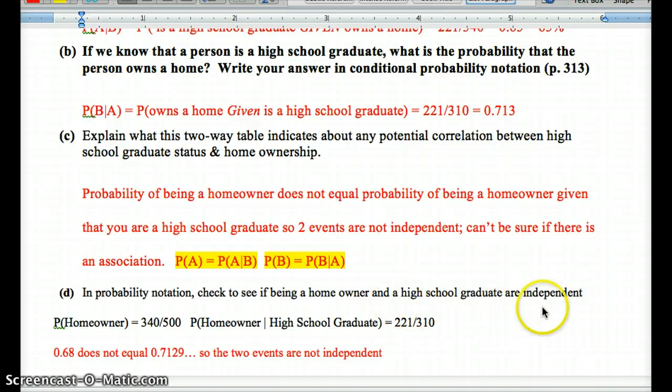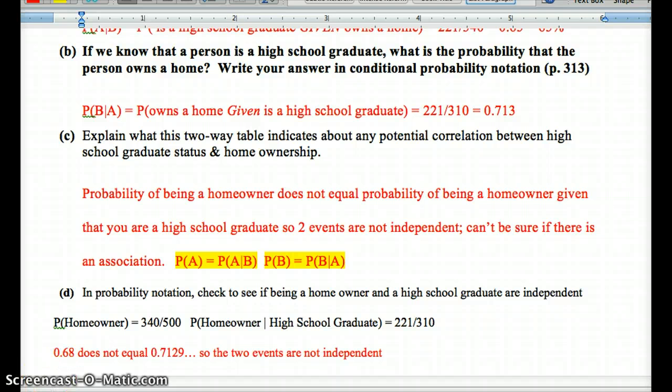In D, we're checking to see if they're independent. The probability of being a homeowner is 340 out of 500. The probability of being a homeowner given that you're a high school graduate is 221 out of 310. Here this equals 0.68. That does not equal 0.7129. So by our definition of independence, the two events are not independent.